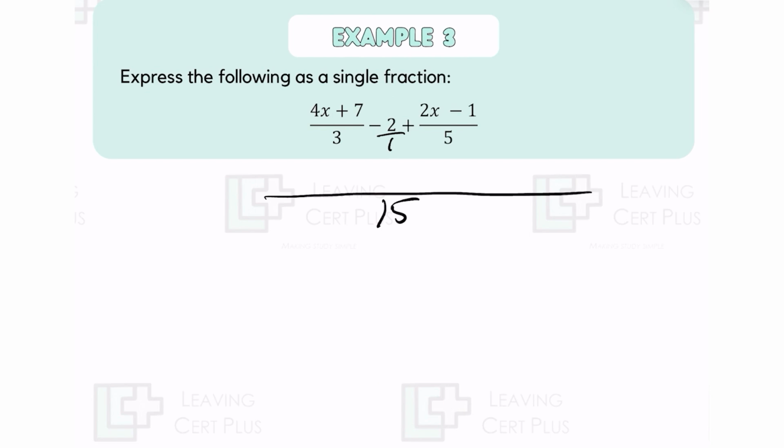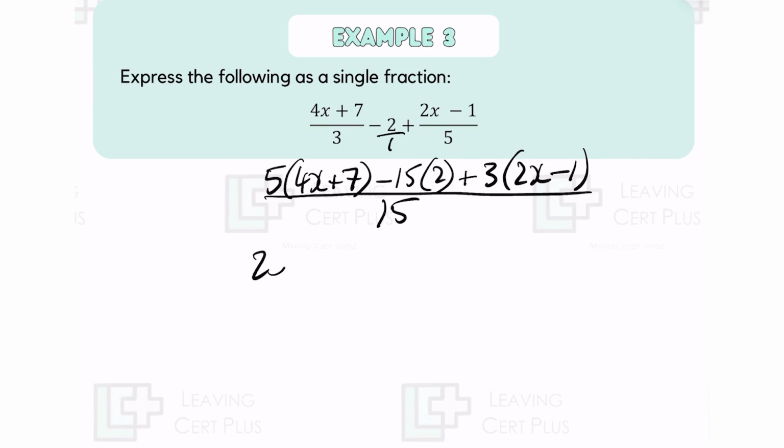3 into 15, how many times does it go? It goes 5, and you multiply by the top, 4x plus 7. The sign carries down. 1 into 15 goes 15 times, and that multiplies by 2, and the sign carries down. And then 5 into 15 goes 3 times, and that multiplies by 2x minus 1. I'm going to quickly simplify this, so that will leave you with 20x plus my 35 minus 30 plus 6x minus 3 all over 15.